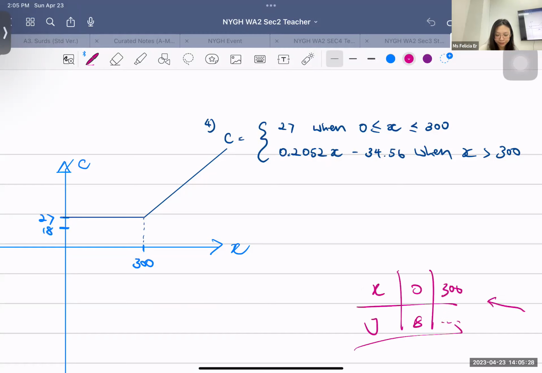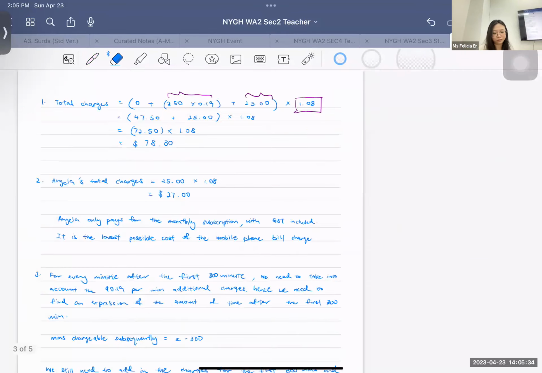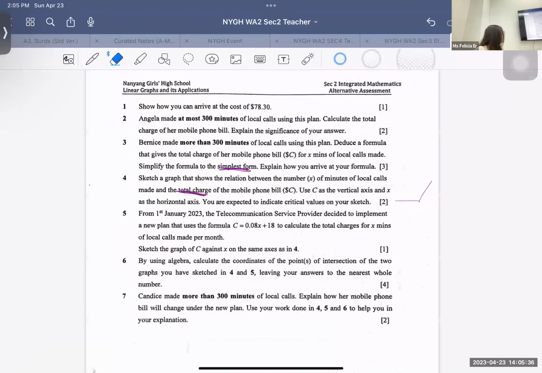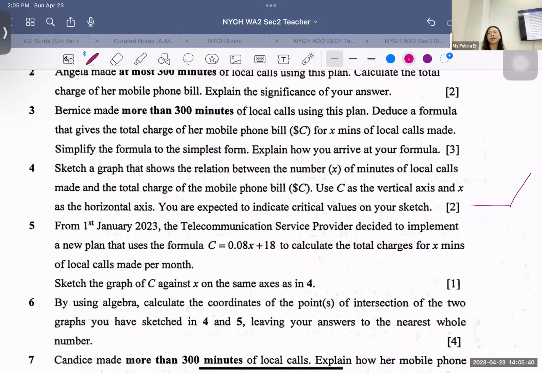So let's write part 5. Okay, this is my part 5 answer. In part 5, they already told you the equation. What do I mean by they already told you the equation? Part 5, they tell you now we change our phone bill structure. This new structure is also a linear structure. This is the new equation of the phone bill representation. Okay, what does this equation mean?